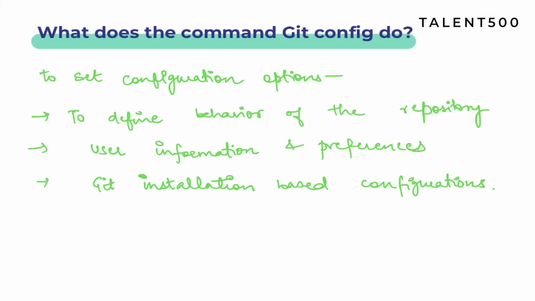Now I will take an example, like let us say you want to set up your name and email ID before using Git commands. So, we actually have to authenticate. So how can you go ahead and do this?